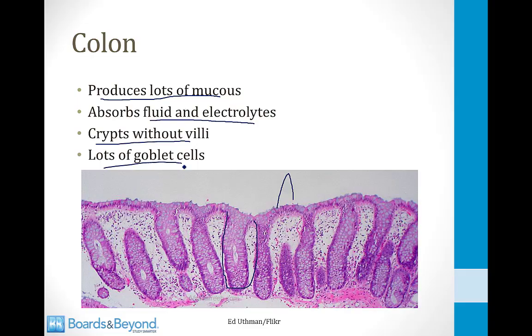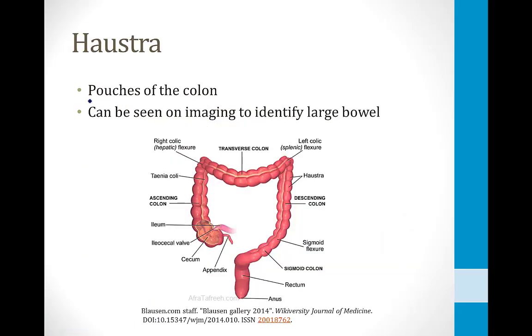There are lots of goblet cells present to produce all that mucus in the colon. You can see lots of goblet cells lining these crypts. The colon is divided up into pouches called haustra. If you look at this picture, each one of these pouches here is a haustra.